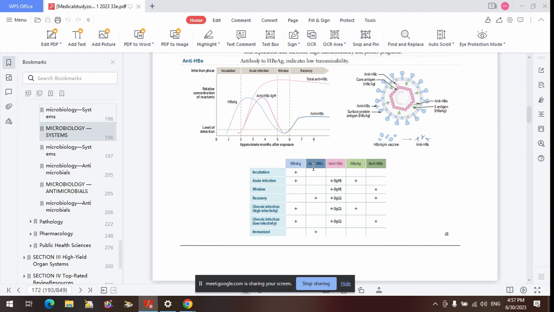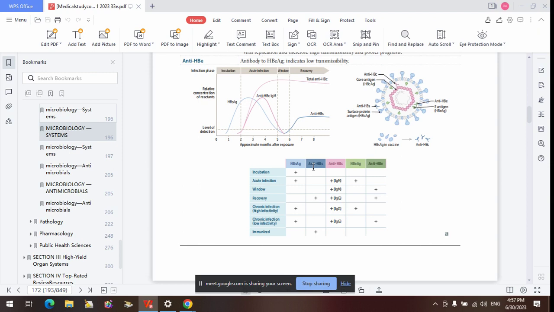The question is whether the person is immunized or has recovered from a previous infection. But you don't see anti-HBs in a chronic infection, because that means the person is having an infection. You will not see anti-HBs there because in someone having an infection, HBs antigen will be positive. Do you guys get it?